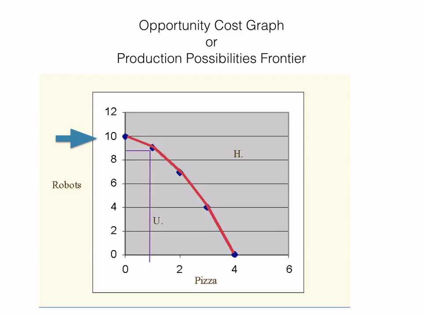Well, what are we giving up? We're giving up one robot, right? Because we're going to make 9 robots. So we're giving up one robot. That's the opportunity cost. What if we decided to make, let's just say, 2 pizzas? What are we giving up? 10 minus 7 is 3. We're giving up 3 robots.